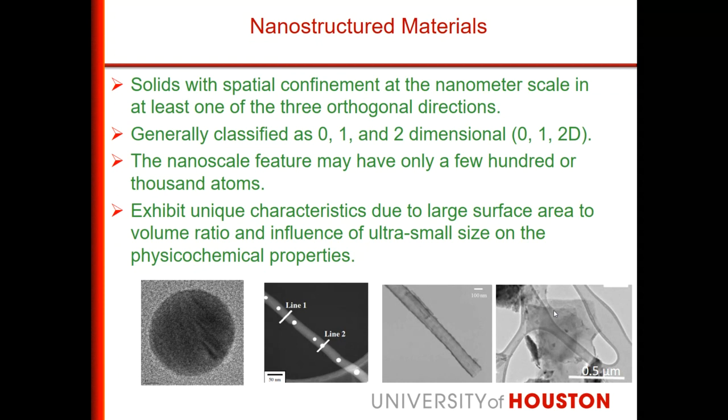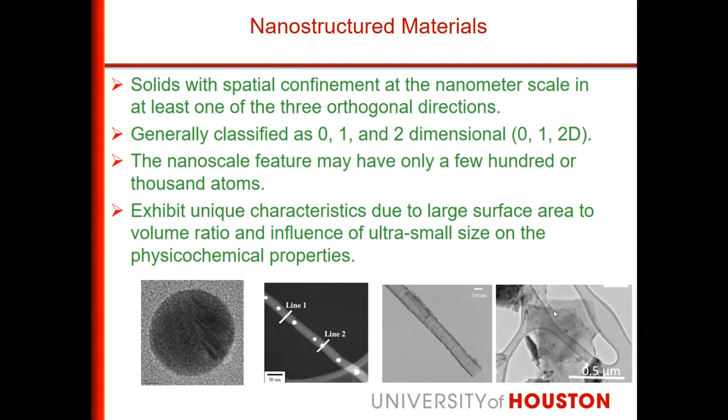The other structure is one-dimensional. One-dimensional means the length can be in microns or millimeters or anything, but the diameter, for example of a wire, should be in nanometers. So an example is a nanowire. This is a silicon nanowire.